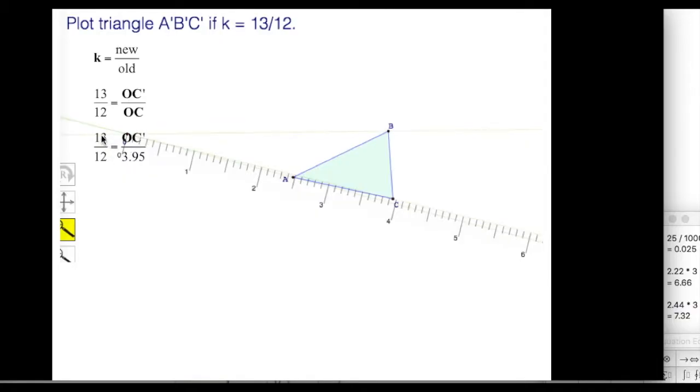I'm going to cross multiply the 3.95 to the 13. We have 13 times 3.95 divided by 12 is O to C prime. Multiply that and divide by 12, and you get 4.27916 repeating. I'm just going to round it to 6 decimal places. Really, I need to round it to 3 decimal places because that's as accurate as the ruler is going to be. So let's go and plot that.